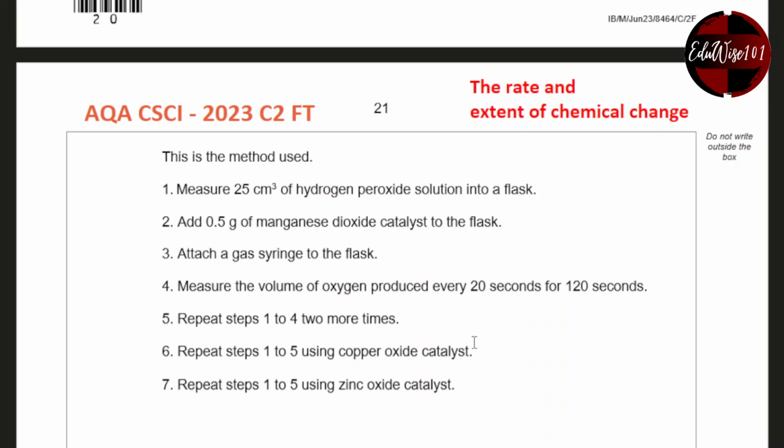This is the method used. Measure 25 centimeter cube of hydrogen peroxide solution into a flask. Add 0.5 gram of manganese dioxide catalyst to the flask. Attach a gas syringe to the flask. Measure the volume of oxygen produced every 20 seconds for 120 seconds. Repeat steps 1 to 4 two more times. So for every catalyst, manganese dioxide, they're doing it 3 times. Then they're repeating it with copper oxide and then with zinc oxide.